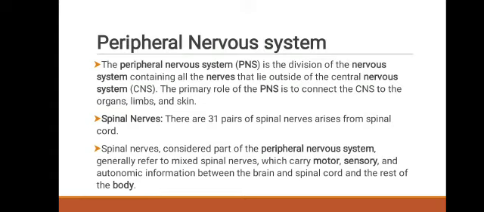Okay, next one we will discuss peripheral nervous system, that is part of our nervous system. The peripheral nervous system is the division of nervous system containing all the nerves that lie outside the central nervous system. In central nervous system, there are two parts, that is brain and spinal cord, and other that we can consider as peripheral nervous system. The primary role of PNS is to connect the CNS to the organ, limb and skin.